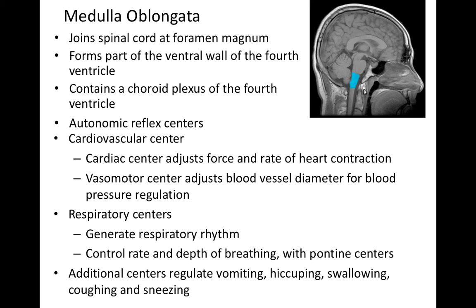So things like a cardiovascular center. This is very important in maintaining blood pressure. A vasomotor center that's going to deal with your blood vessel dilation and constriction. Depending on what's going on with your blood pressure, we need to adjust the rate and force of your heart. All of that comes from the medulla oblongata. Your respiratory centers are here. There are multiple ones, but one of them is here. This is where you generate a normal rhythm of breathing. You've got centers for your vomiting, things that cause you to hiccup, your swallowing reflex, coughing, sneezing. All of these things lie in the medulla oblongata.